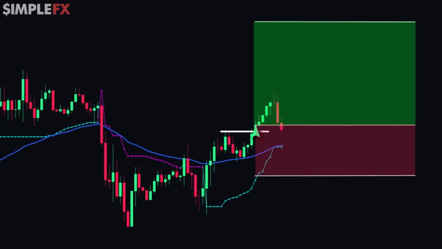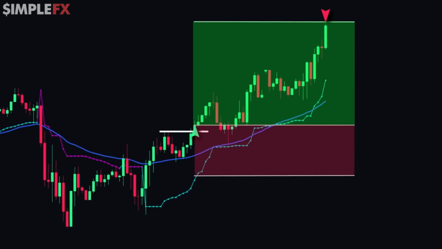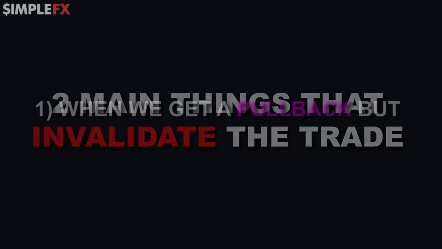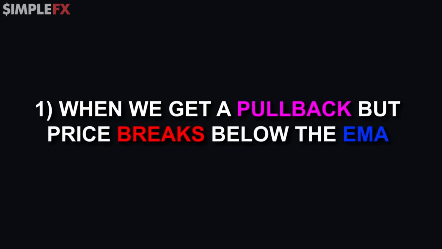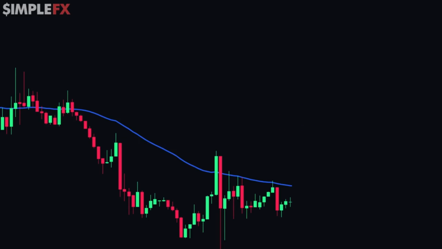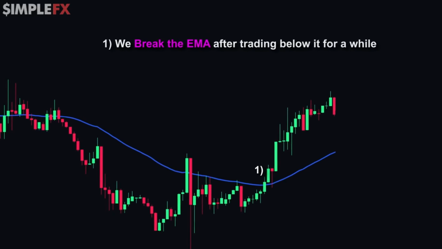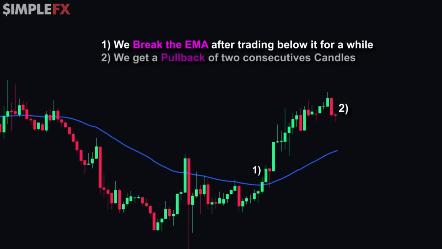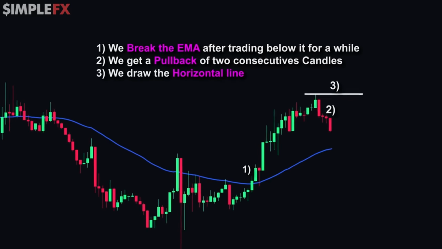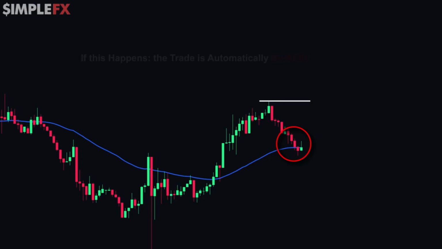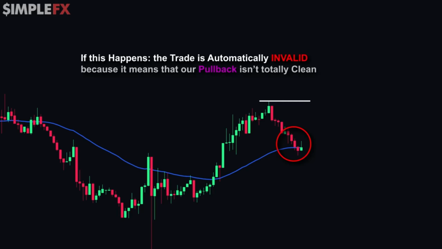Now, while the setup can look perfect, that doesn't always mean that it's a good trade. I have two main things that invalidate the trade for me. First, when we get a pullback, the price breaks below the EMA. So let's say that all the first steps in this strategy go according to plan. We break the EMA after trading below it for a while. We then get a pullback of two consecutive candles, which means we can draw the horizontal line. But then before we manage to break that line, the pullback was so deep that it broke below the EMA. If this happens, the trade is automatically invalid, because it means that the pullback isn't totally clean.